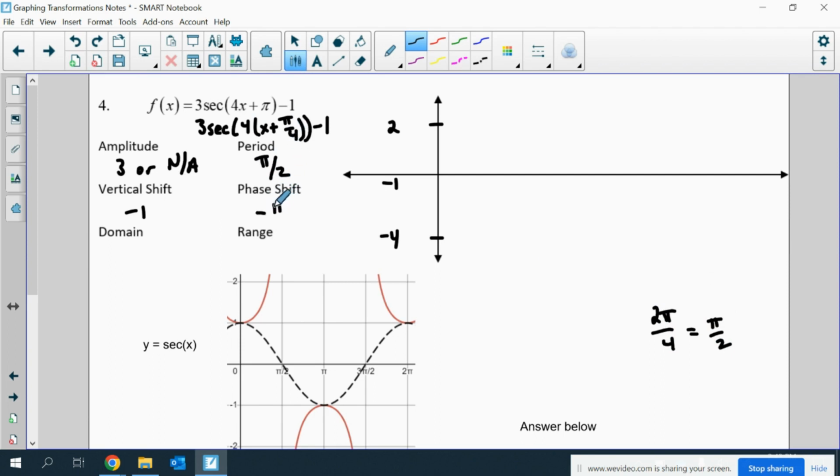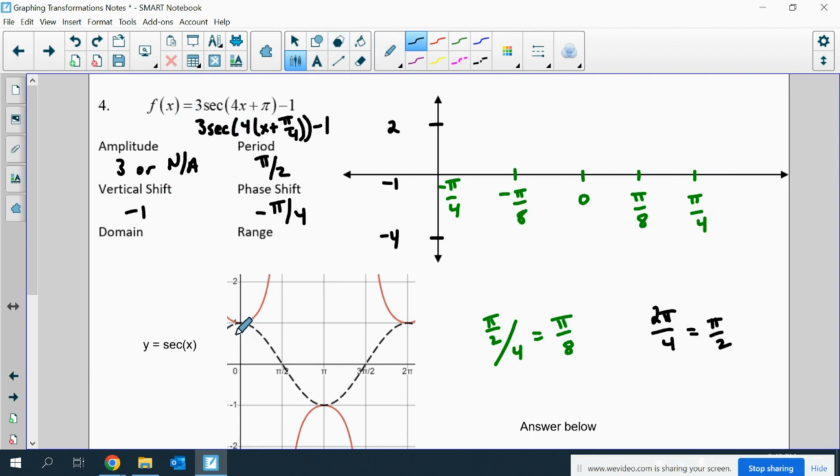My phase shift is to the left, pi over 4. So I have negative pi over 4. And then if I figure out what I have to add every time, I take the period, which is pi over 2, and I divide that by 4. So I add pi over 8, or pi eighths, every time. So if I add pi eighths several times, this is what I get.